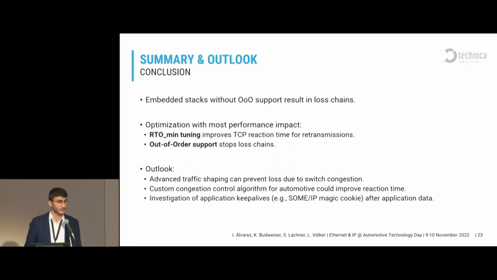We strongly recommend implementing advanced traffic shaping techniques in order to avoid segment losses in the first place due to congestion in the switches. Also, we need to customize congestion control algorithms to meet the automotive network properties. And also, the investigation of the use of application keep-alives is ongoing, like, for example, the SOME/IP magic cookie, after application data to make sure that the applications keep sending data, so that we can always trigger fast retransmissions to have a faster reaction time.